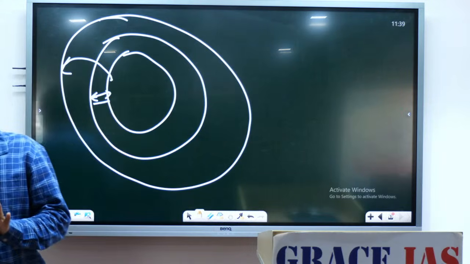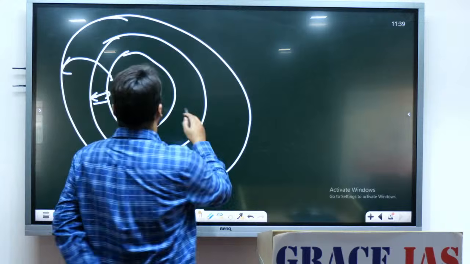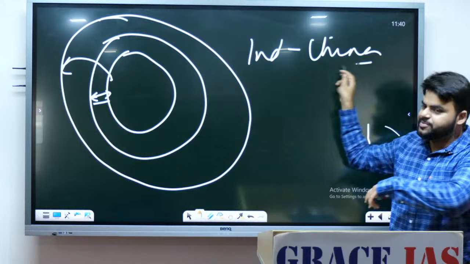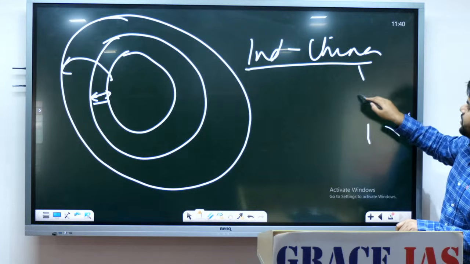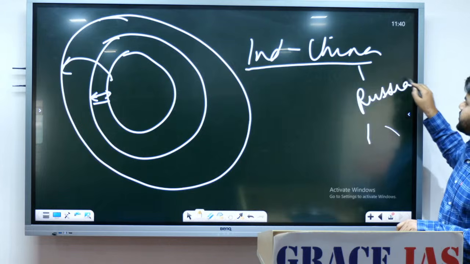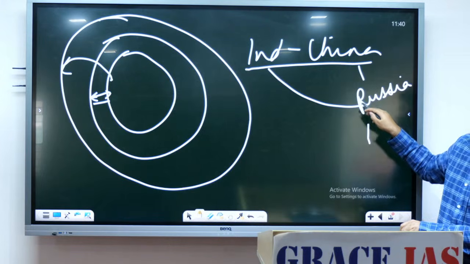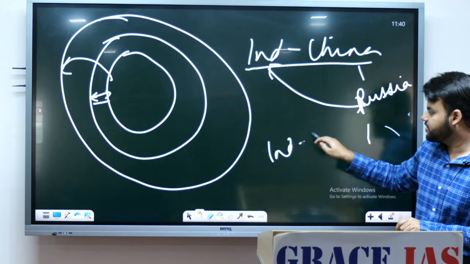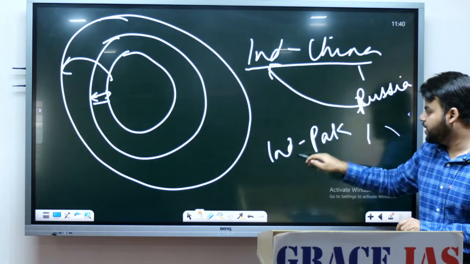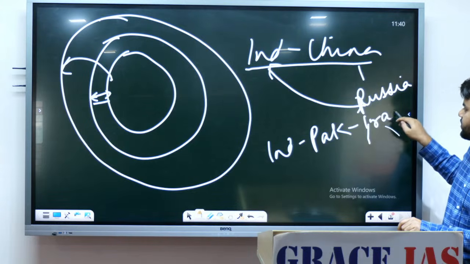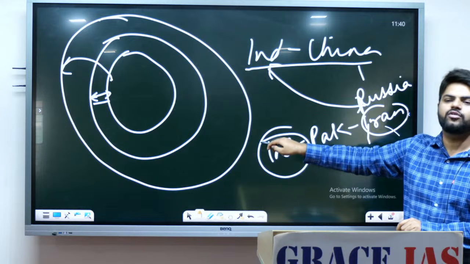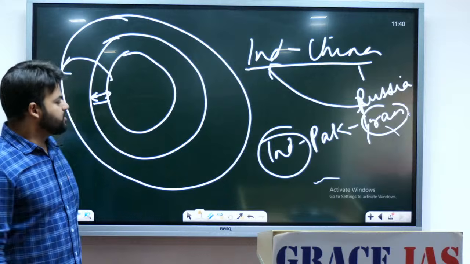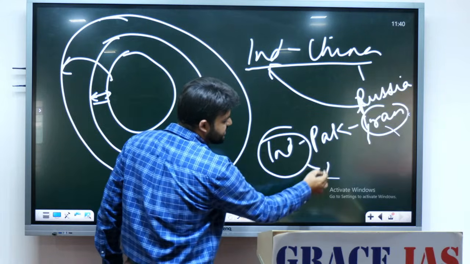Now you are getting it? For example, India, China will always be enemies, but China shares a border with Russia. So India, Russia will always be friends. This is coming from traditional wisdom of Chanakya. India, Pakistan will always be enemies, but it shares a border with Iran. So India, Iran will always be friends. So this is what is traditional Indian wisdom. Fine. India, Afghanistan will always be friends.